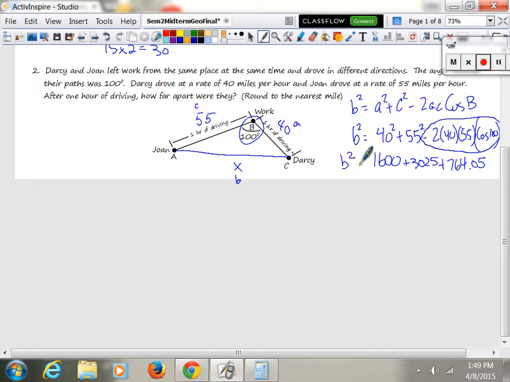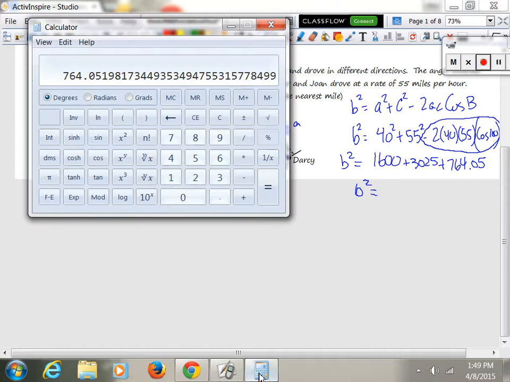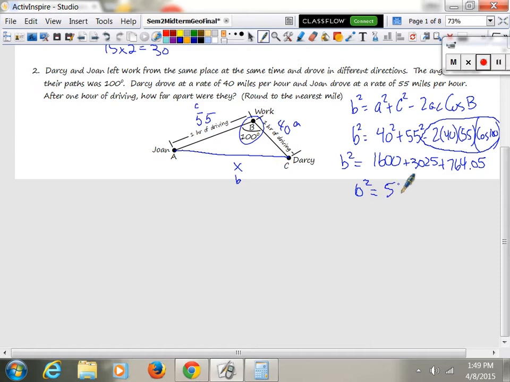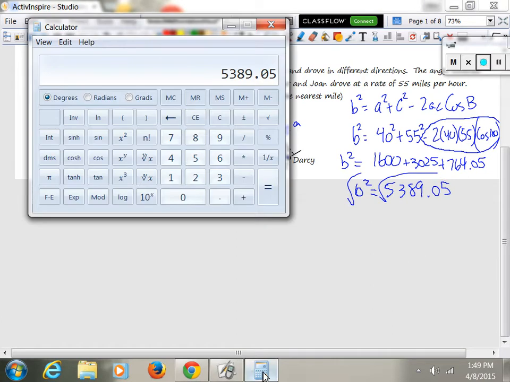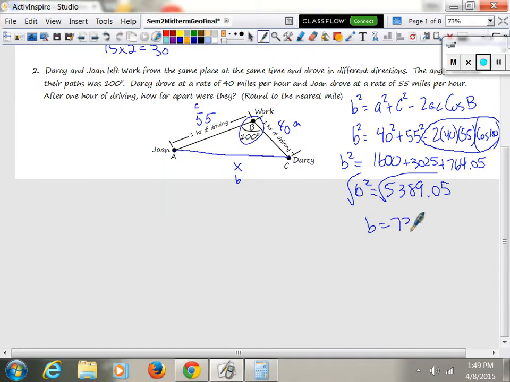And that's going to equal b squared. So b squared is going to be what you get when you add those all together. 1,600 plus 3,025 plus 764.05, 5,389.05, and then you're going to square root that to get your little b. So we're going to find the square root of that, which is 73.4 miles apart. The little b is 73.4 miles. That's how far it was from Joan to Darcy.